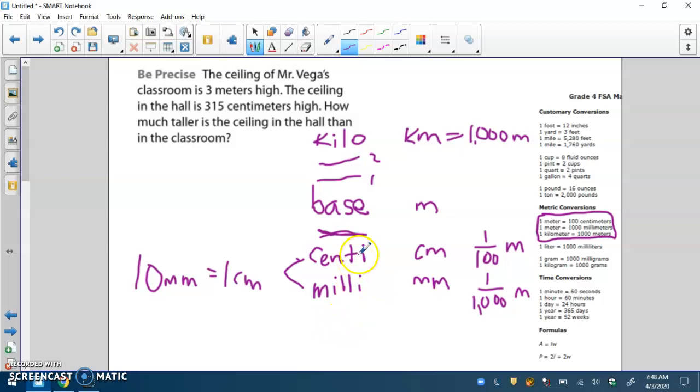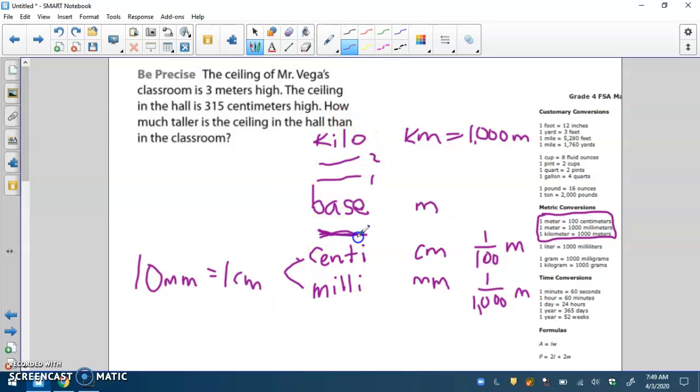So centi has to be 10 times as much as milli. Deci is going to be 10 times as much as centi, but we don't need to know that. And then base, our meter, is going to be 100 times as much as the centimeter, right? Because there's 100 centimeters in a meter, and it's only 2 jumps away from the base. So hopefully these conversions are going to be helping you out, and this chart should starting to become familiar.